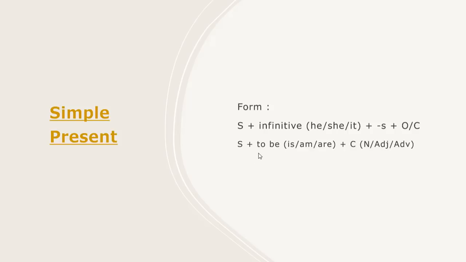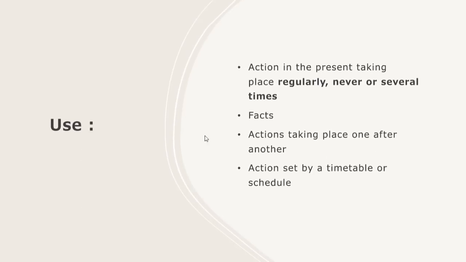This one. Okay? And the second one is with to be. Subject, to be, plus complement. Could be a noun, adjective, or adverb. Mr. Christmas Jeffrey is a teacher. He is handsome. He is here now with me. Right? And then when to use simple present.